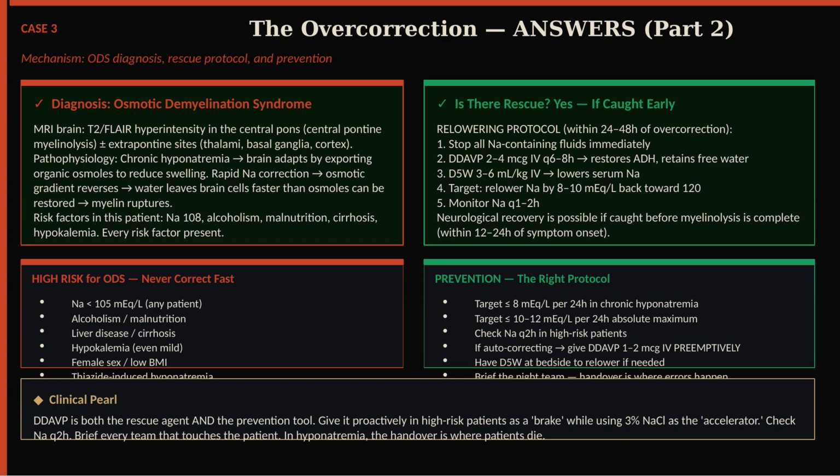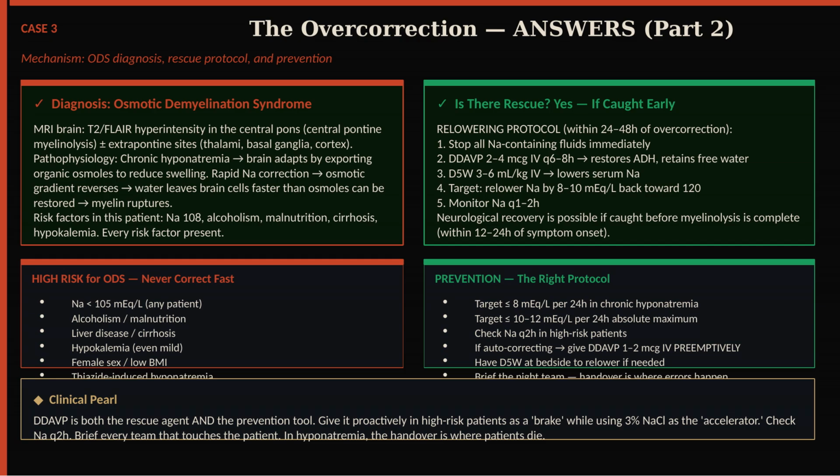The prevention list is your permanent rulebook. Cap correction at 8 points a day in chronic cases, 12 absolute maximum. Check sodium every 2 hours in high-risk patients. Give desmopressin preemptively if they start auto-correcting. Keep D5W at the bedside, and read this twice, brief the night team.